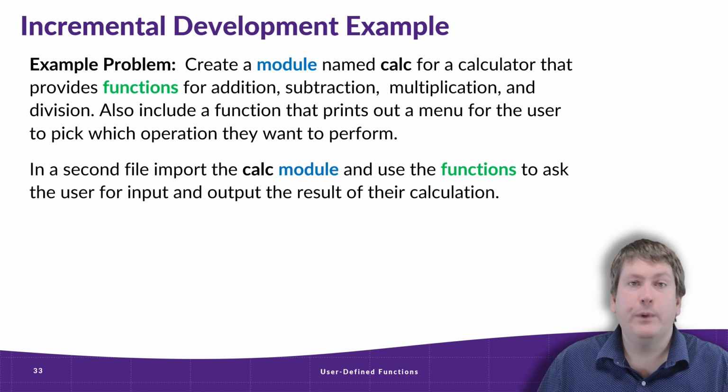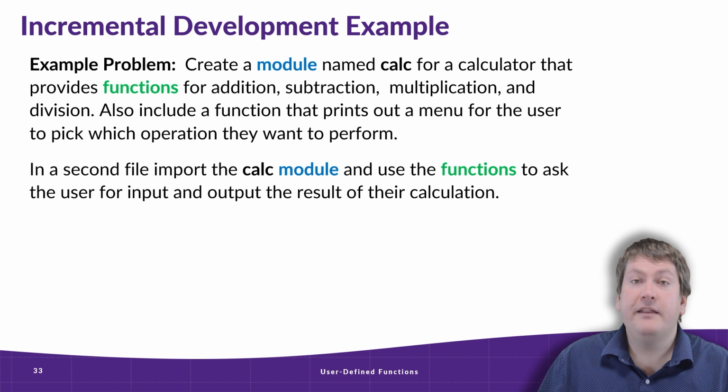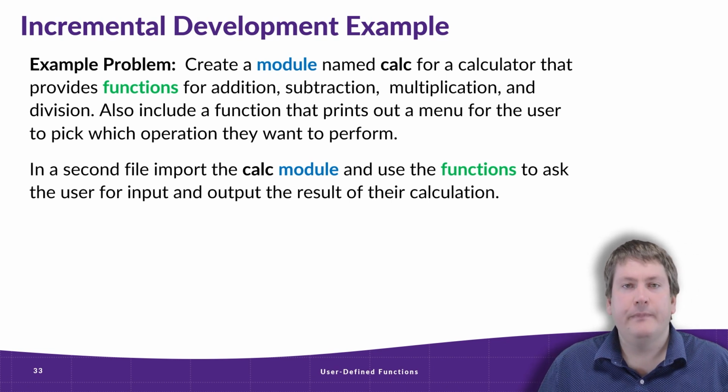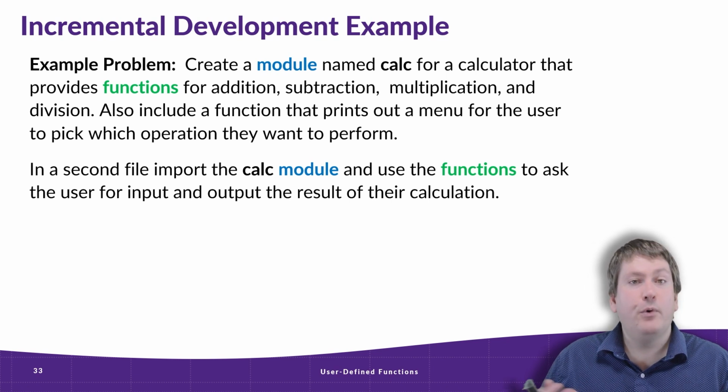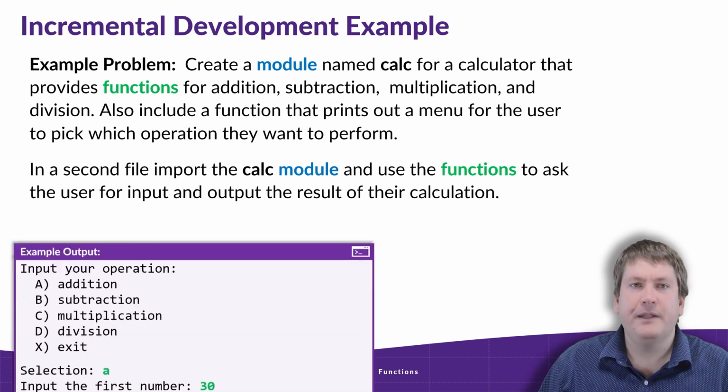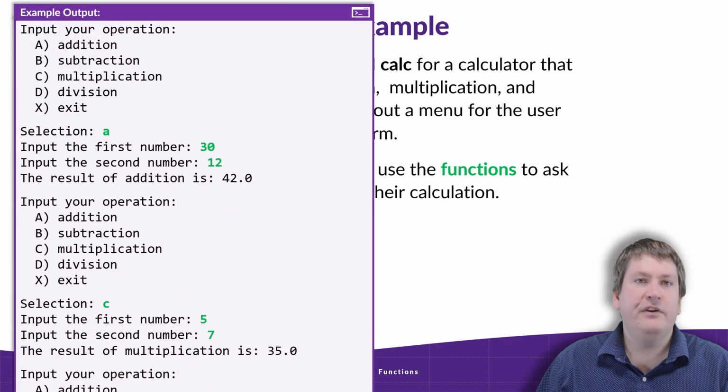Now in a second file, we want to import this calc module and then use the functions to actually ask the user for input and run the logic of the program. So the calc module is going to have definitions for our functions, but it's not going to have any code to run it. And then our second file, maybe we'll call it main, is going to import the calc module and actually make use of those functions. And overall, we should get a solution that has output that looks something like this. So first, we can see that it's outputting a menu, input your operation.